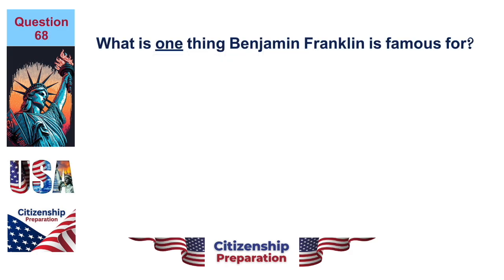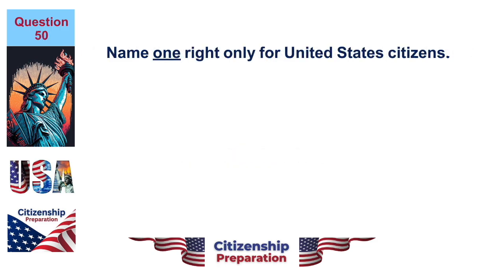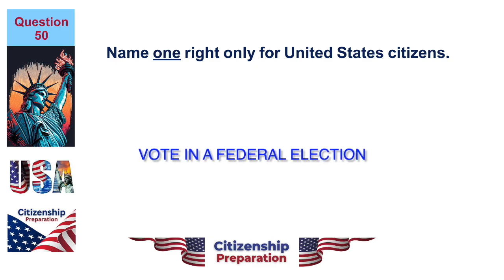What is one thing Benjamin Franklin is famous for? U.S. diplomat. What is the economic system in the United States? Market economy. Name one right only for United States citizens. Vote in a federal election.